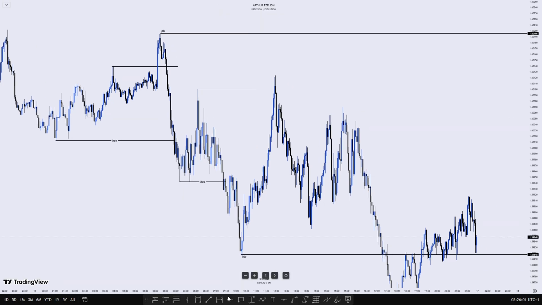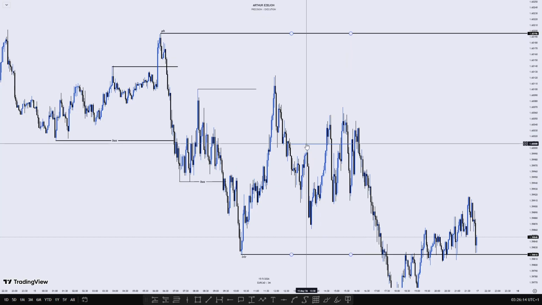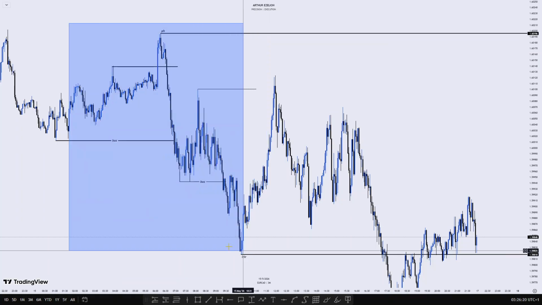So we can now map, if we are to draw our premium and discount from year to year. Anything above 50% is premium, anything below 50% is discount. We always want to be selling at premium and buying at discount. Now let's look at the next example that happened.